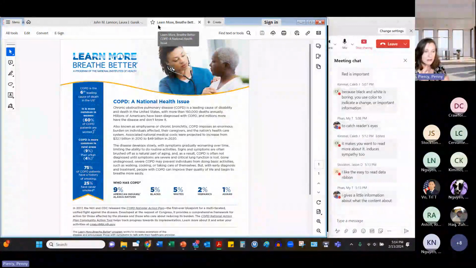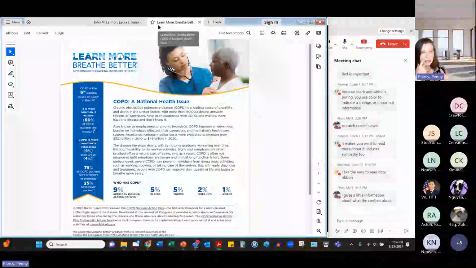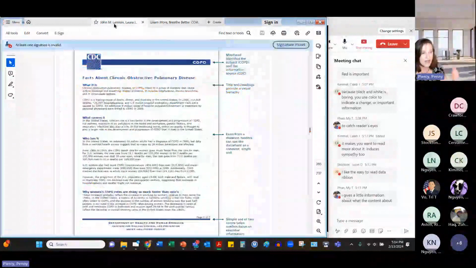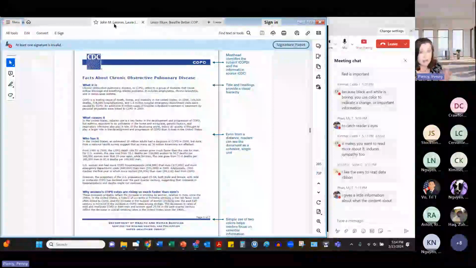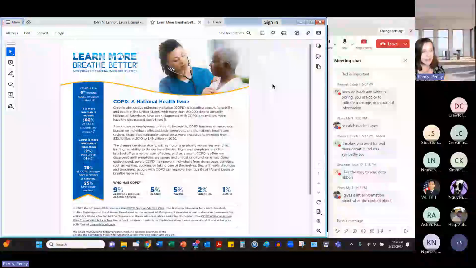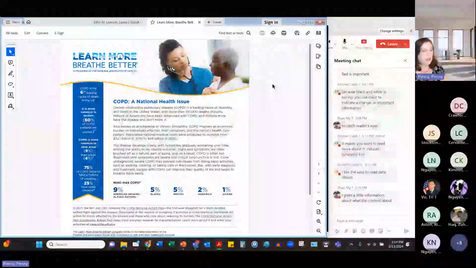And it's trying to maybe convey a different stress about the issue, the idea that it's a national health issue, I think, here. I thought it's also interesting they have a different kind of title at the top. So the version over here of this information just says facts about chronic obstructive pulmonary disease, which is fine. I mean, that's what this is. It is facts about it. So that is clear. But this one has a different kind of title up at the top.